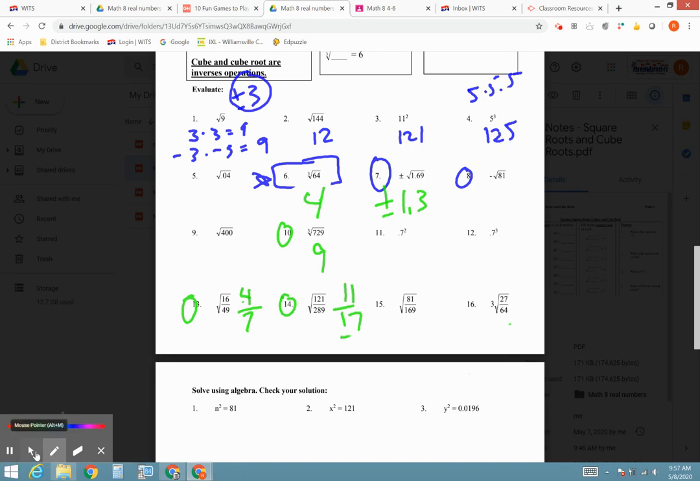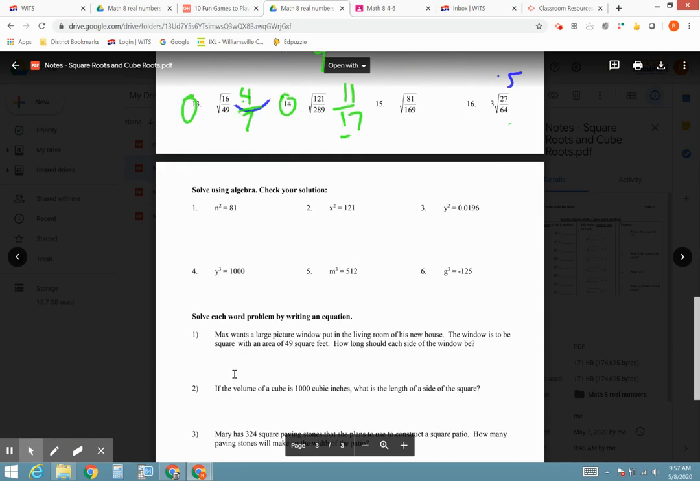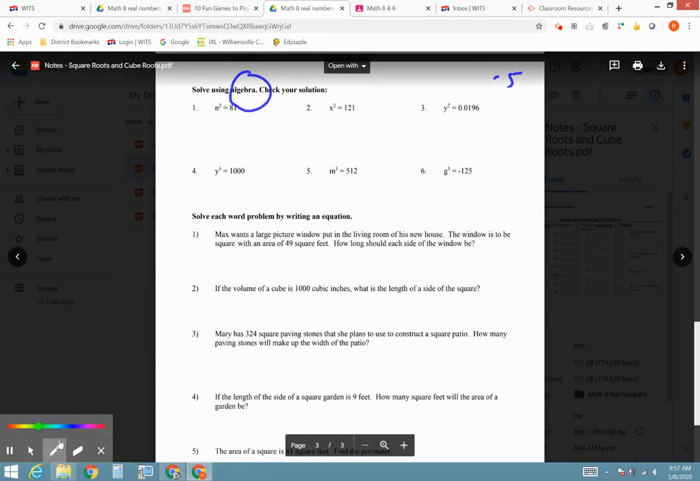Okay, and then we can use this in our algebra as well, just like we did when we did the Pythagorean theorem. So if I'm solving something like number 1, I have n squared equals 81. Well, I don't want n squared, I just want n. So to get rid of the square, I square root both sides. So n equals both positive and negative 9, because 9 times 9 is 81, and negative 9 times negative 9 is 81. Again, most of the time we just deal with the positive root, so right now we will just write 9. Next year you will write both.